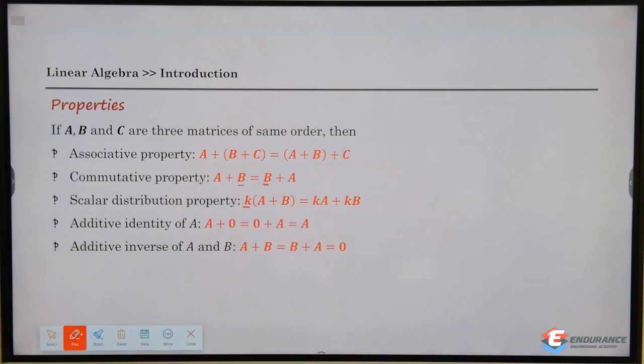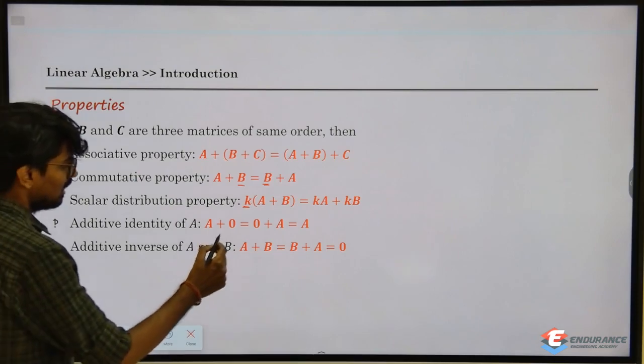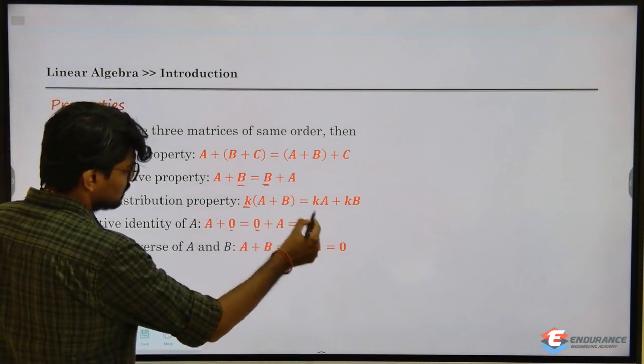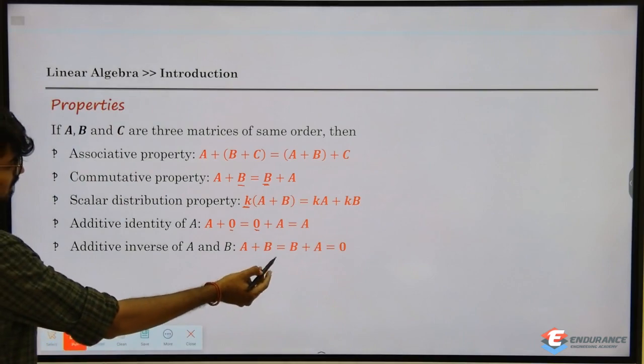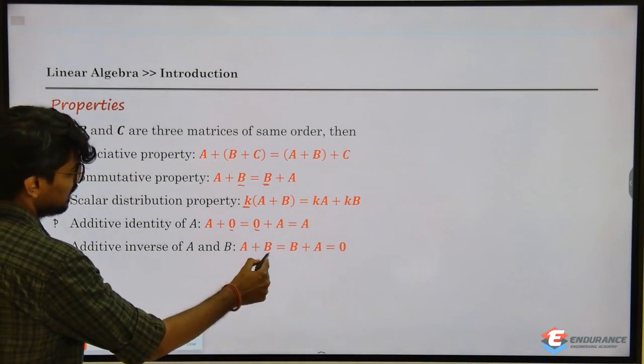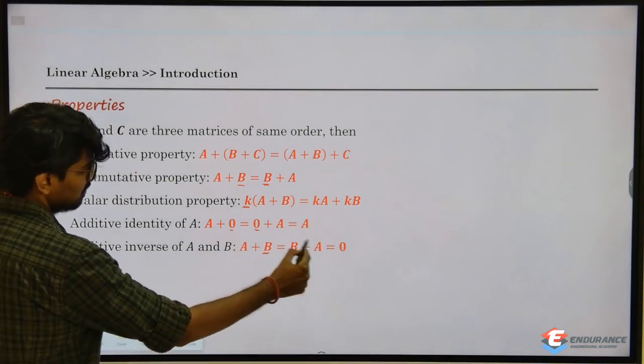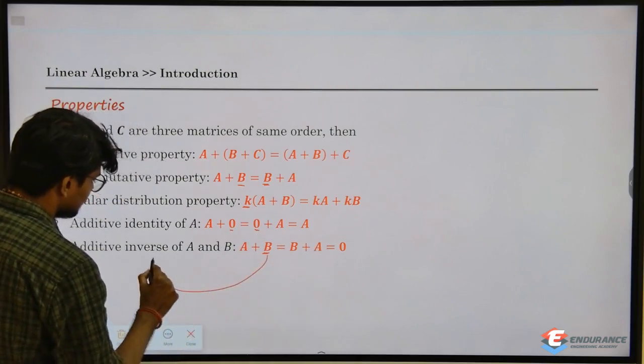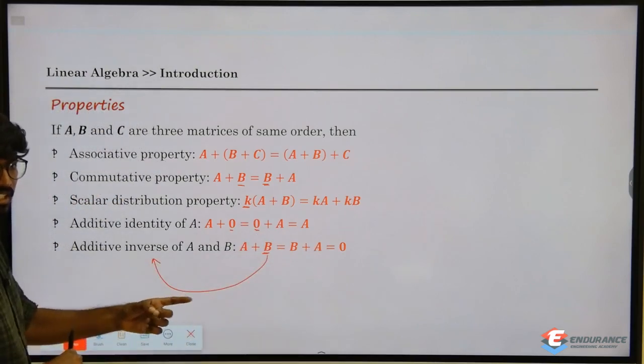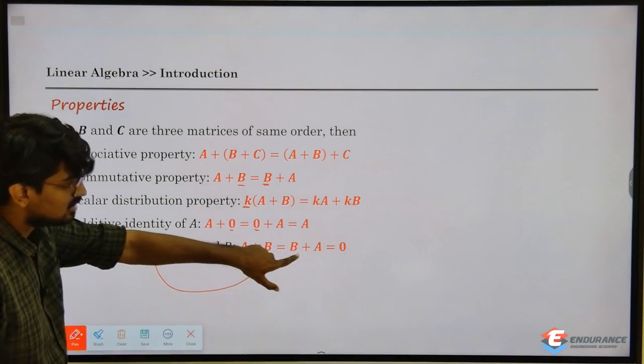Okay. And if I add a null matrix, the 0 is a null matrix, right? That is going to give me the same A. And if I add a matrix B, and if that becomes 0, then B is called the additive inverse. B is the additive inverse of A, or A is the additive inverse of B.